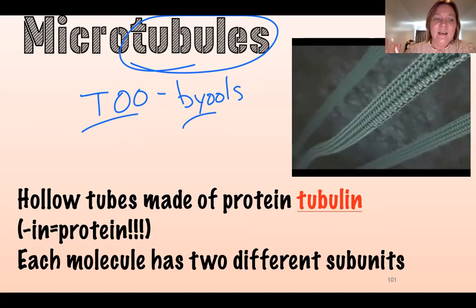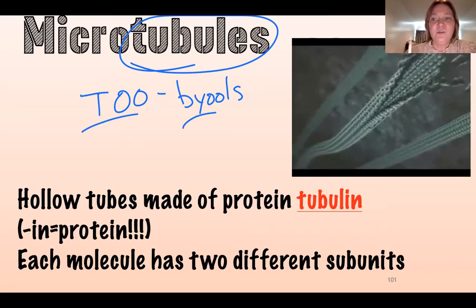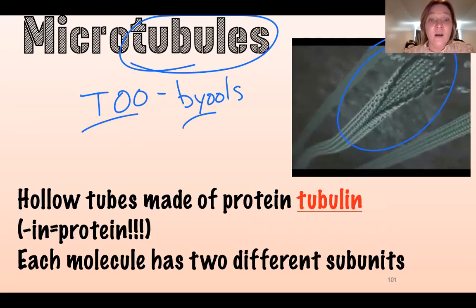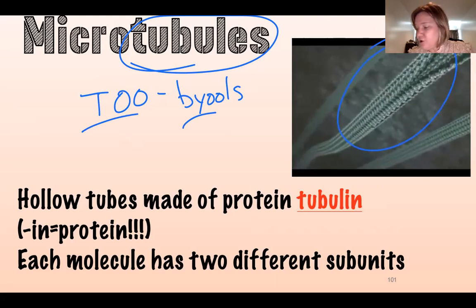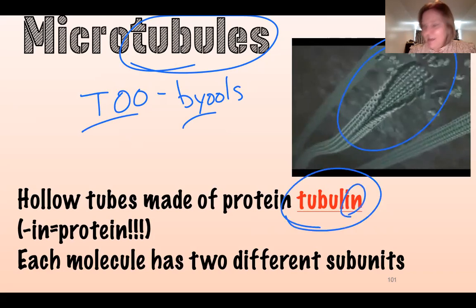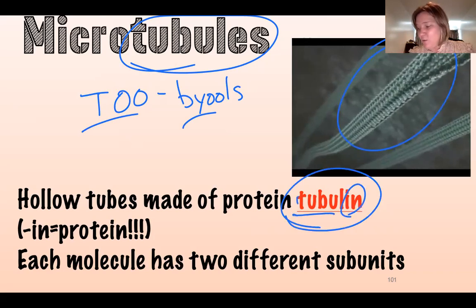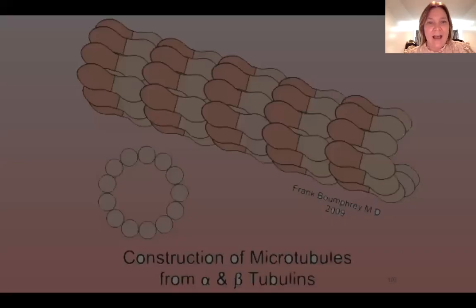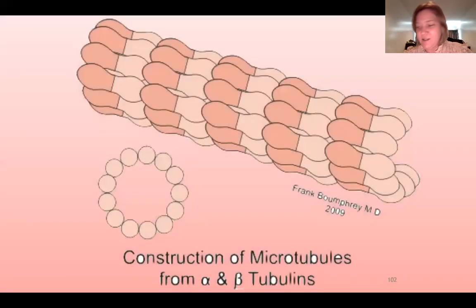Tubules. So these are hollow tubes, which you can see from this little animation that's showing you how they're put together. They are hollow, and they're made of a protein called tubulin. Again, in means protein, and guess what? It's named because it forms tubes. And each molecule has two different subunits. They've got alpha and beta. Doesn't really matter.